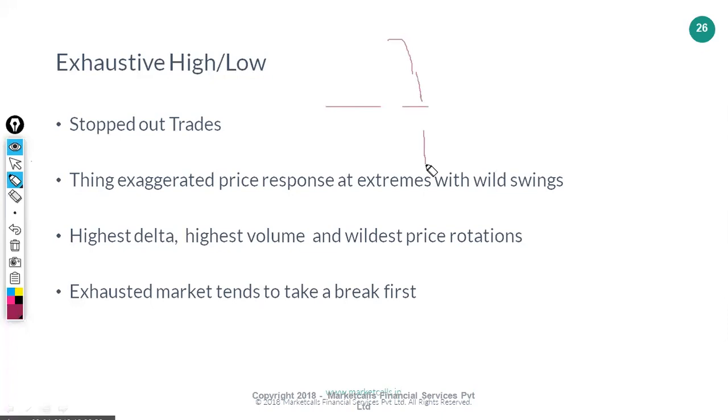So once this is done, there'll be a lot of wild swings happening in the markets, and finally it readjusts to the wild swings and tends to clear all those exhaustion highs or exhaustion lows. Typically, the characteristic of highest delta, highest volume, and wildest price rotations is what you'll be able to get from an exhaustive high or exhaustive low. Exhaustion markets tend to take a break first, and finally they tend to revisit those exhausted reference levels.